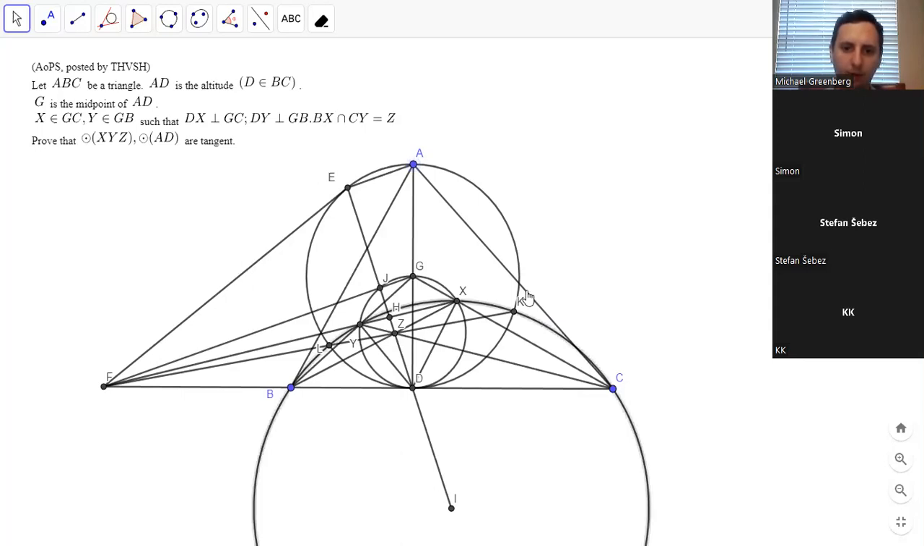Okay, so we want to show that this is orthogonal to this, is what you're saying, right? Yeah. GD squared is GY times GB, which is the power of G with respect to this circle. So we would have the tangents GK and GL. That circle also proves that Z lies on KL because of Brocard's theorem.